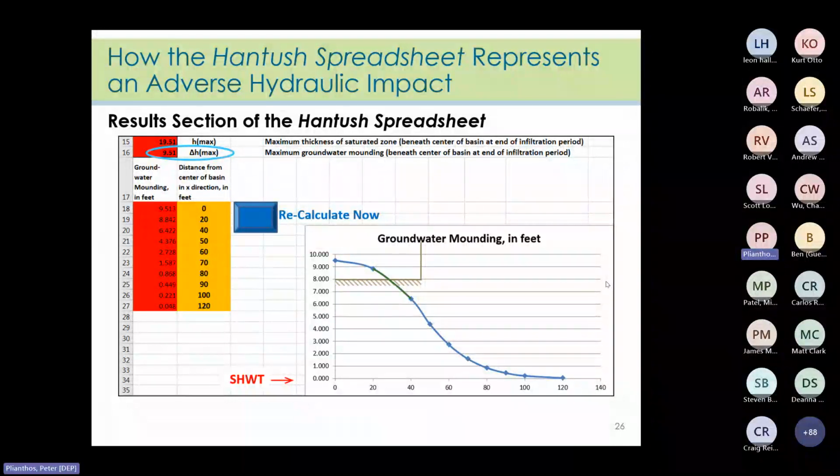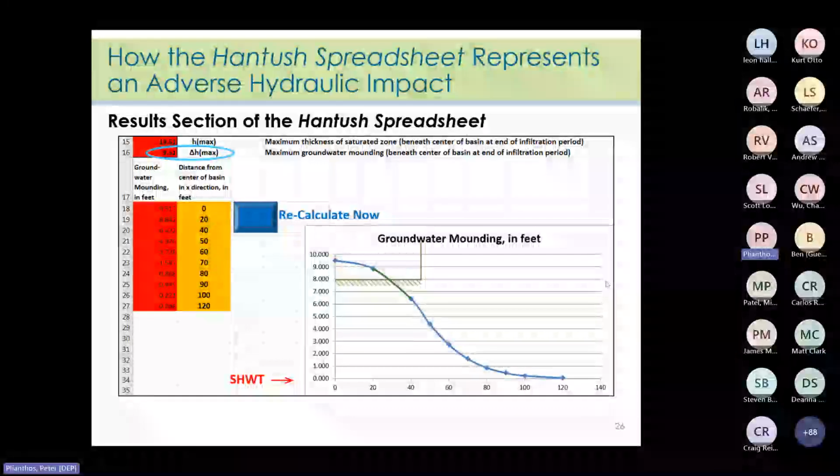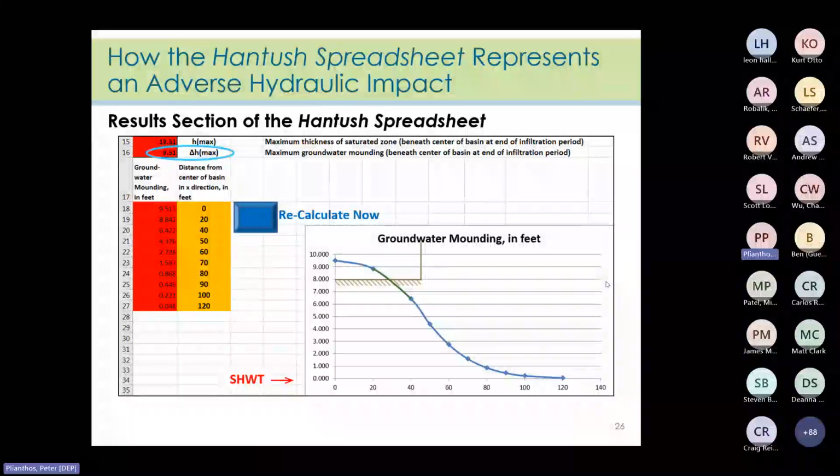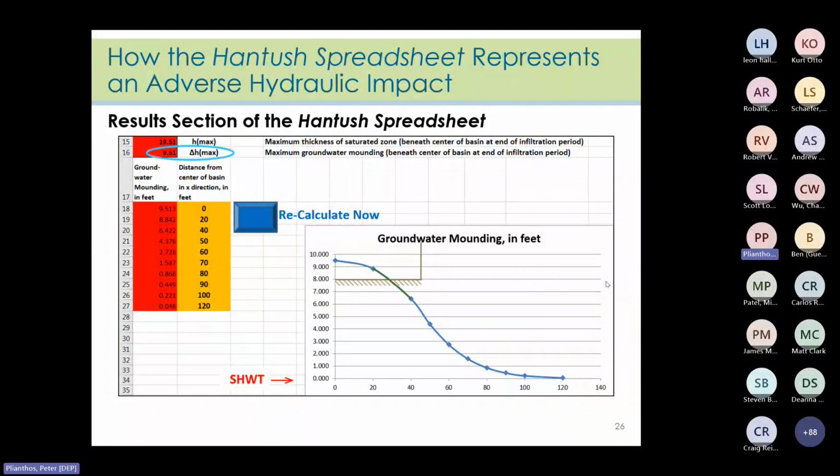Next, we recalculate and check the result to see if delta H max is now less than the distance between the seasonal high water table and the bottom of the BMP. You might try this one more time with T a bit longer, as long as the R value is proportionally reduced. If that doesn't work, you're going to check Chapter 13 for an example of changing the dimensions of the infiltration area. Okay, with that explained, let's move on to our second example.